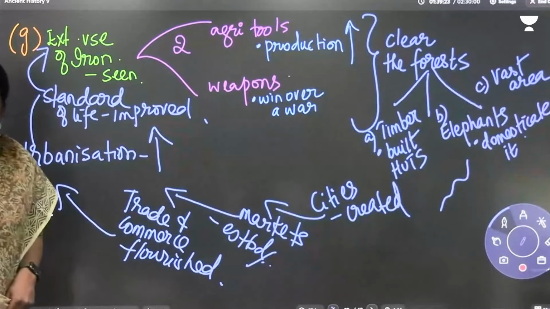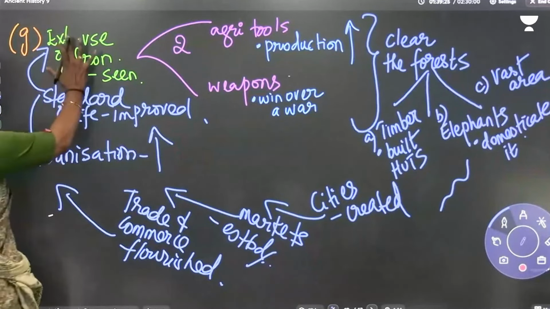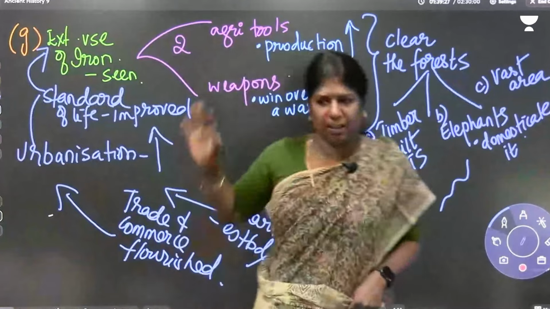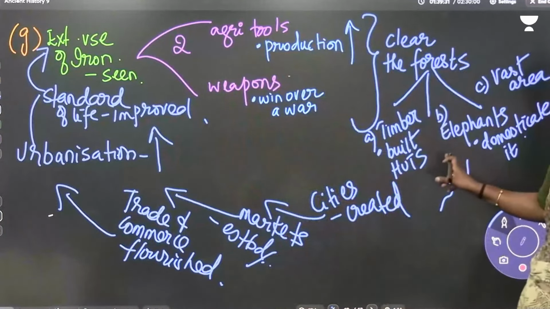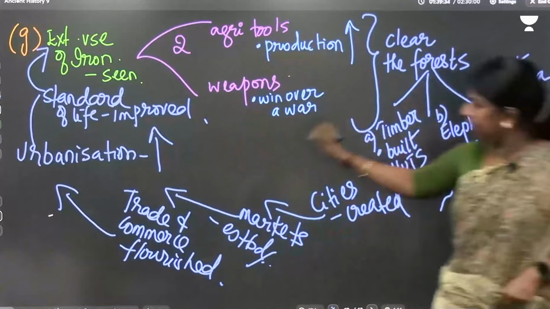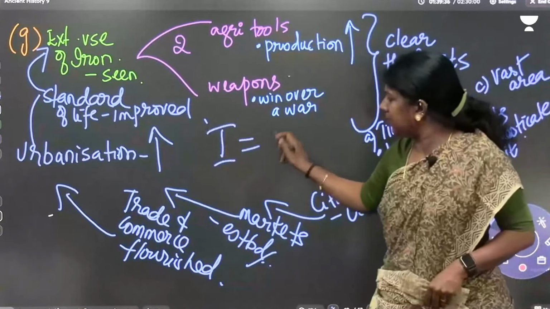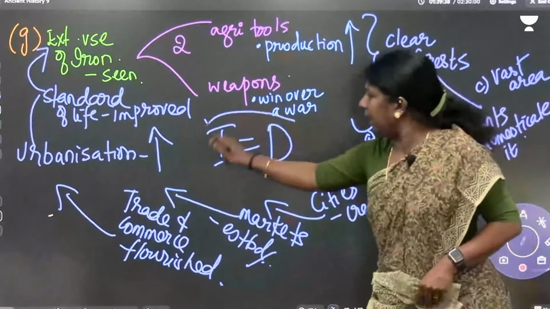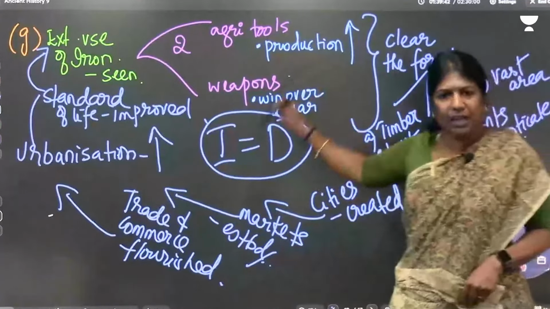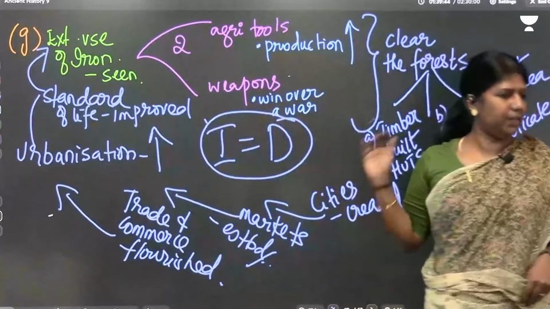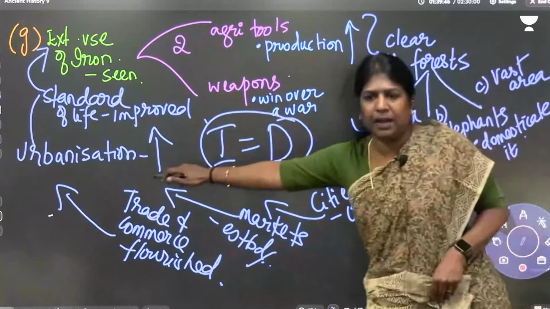When the standard of life increased, what will happen? Again, extensive use of iron. Are you all there? So iron gave me tools, iron gave me weapons, iron gave me what? Timber, iron gave me elephants, iron gave me cities. So that is what in short we say I is equal to D. Iron is equal to development. So he who has iron has got everything. So iron gives you urbanization.